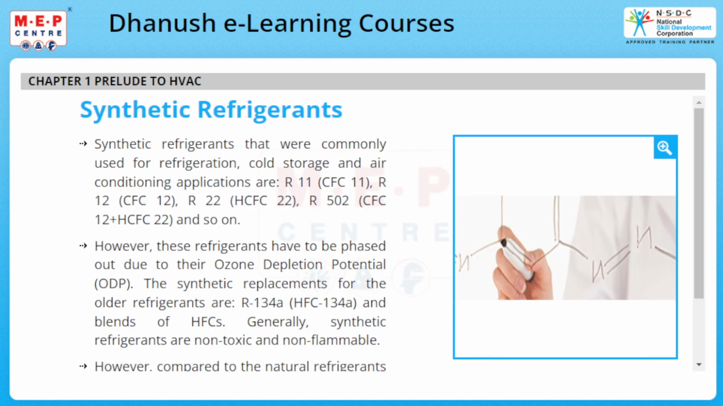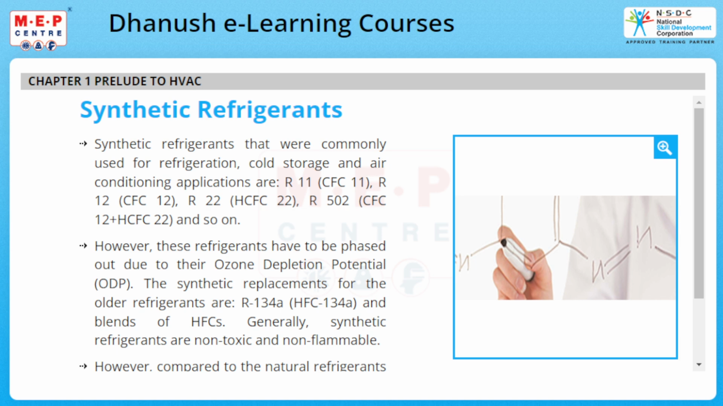Synthetic refrigerants that were commonly used for refrigeration, cold storage, and air conditioning applications are R11 (CFC11), R12 (CFC12), R22 (HCFC22), R502 (CFC12 plus HCFC22), and so on. However, these refrigerants have to be phased out due to their ozone depletion potential, that is the ODP.